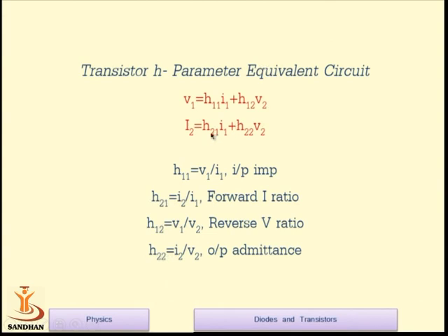If you want to find out H21, you put V2 equal to 0. So it becomes I2 upon I1, output current by input current, which becomes the forward current ratio. If you want to find out H12, which is V1 by V2, your I1 should be 0. So H12 equal to V1 by V2, which is known as the reverse voltage ratio. And finally one can say H22 equal to I2 upon V2, which is the output admittance.